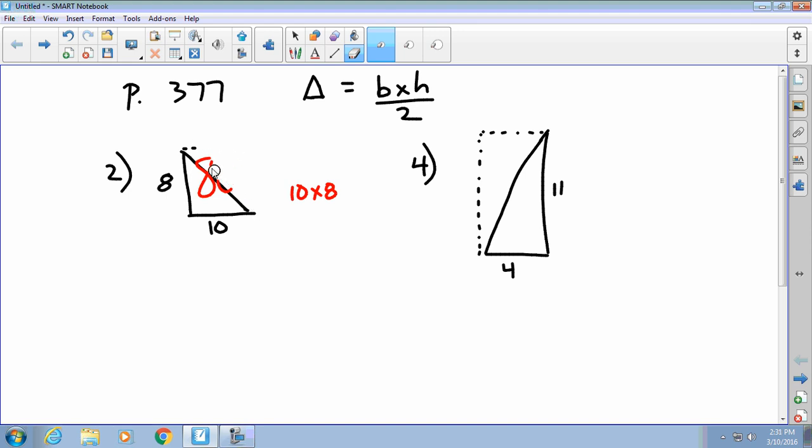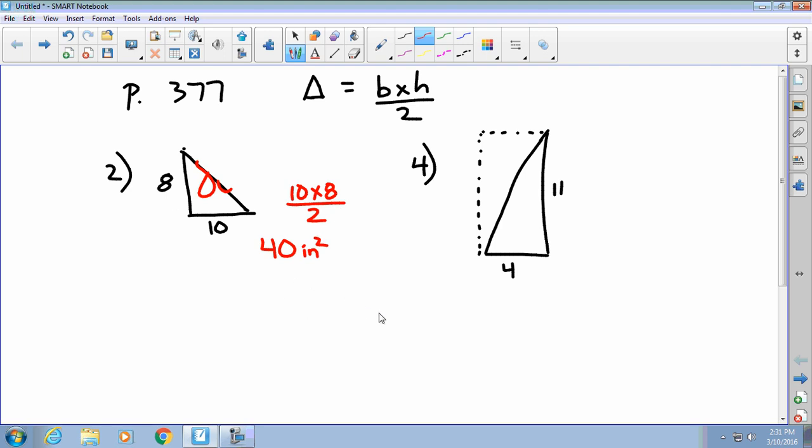I'm not interested in the rectangle anymore. So what you need to do with that 80 is simply divide it by 2. So if you take your 80 and divide it by 2, you're going to get 40. And 40 would be your area for number 2, and that would be 40 inches squared. Okay. So what we do is we do base times height and then divide it by 2. So one more time, 10 times 8 divided by 2 gives you 40 inches squared.